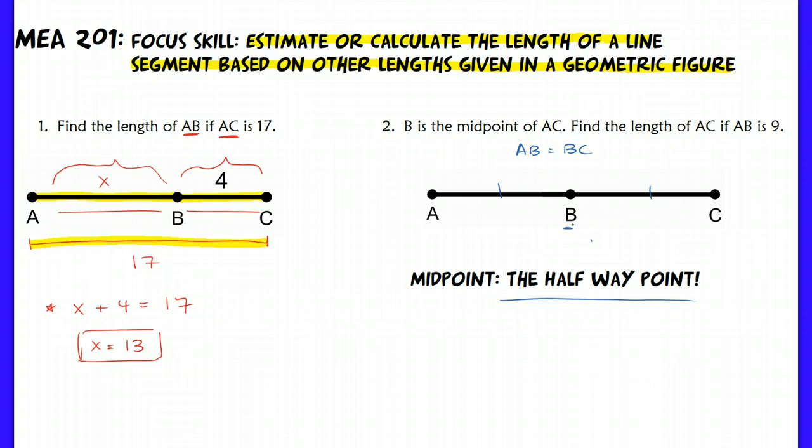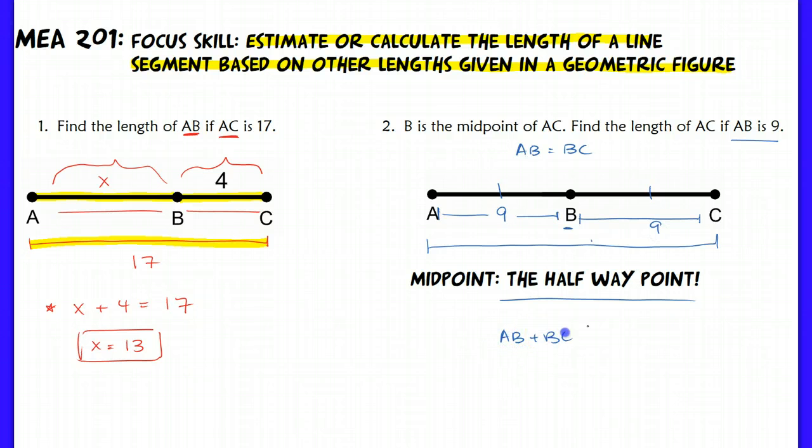So then it asks us to find the length of AC. It wants us to find this whole length if we know that AB, this part, A to B here, is 9. Well, since A to B is 9, B to C must also be 9. So we're going to add those two up together. AB plus BC should equal 9 plus 9, and that's going to give me 18. The length of AC is equal to 18.